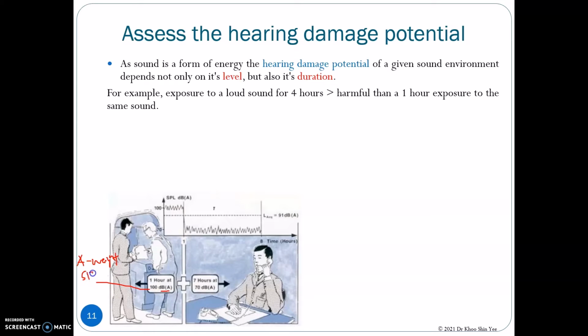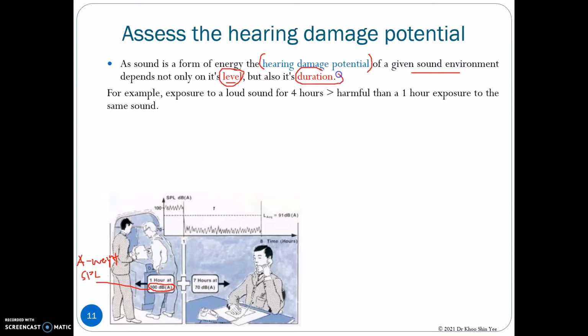So far, you have learned how to measure the sound in dBA, which is the A-weighted sound pressure level that correlates to the 40 phon loudness of the human hearing response. So this value that you measure at a particular time is about the level or the magnitude. To assess the hearing damage potential of a given sound environment, we need to consider both level as well as the duration.